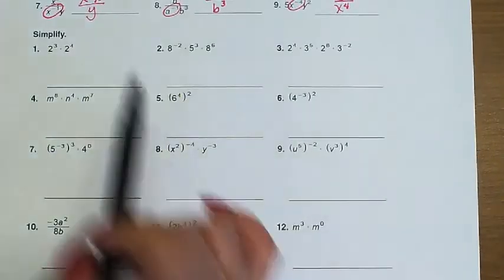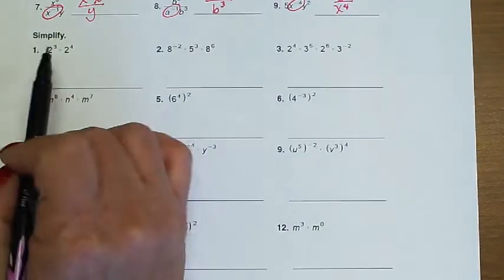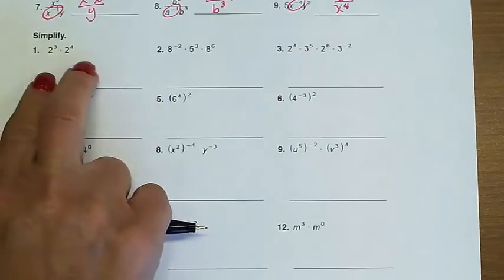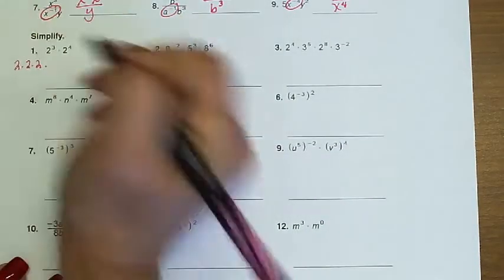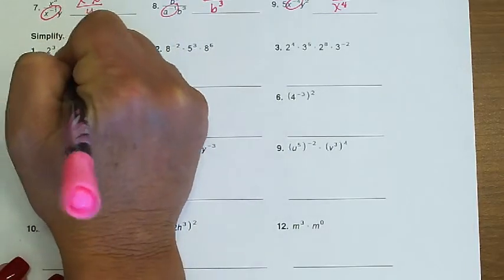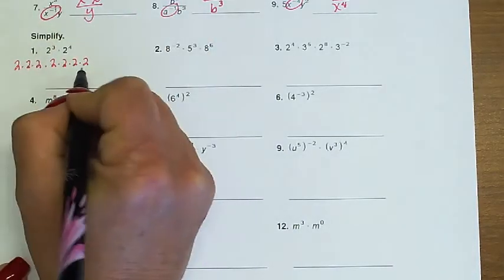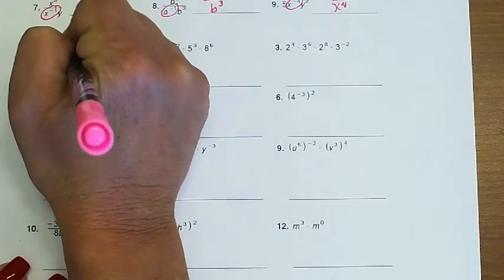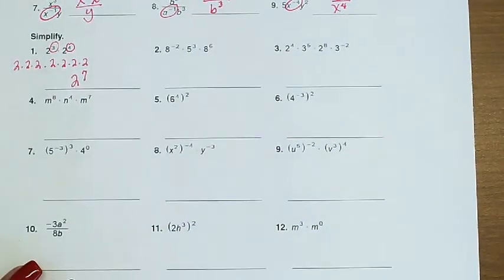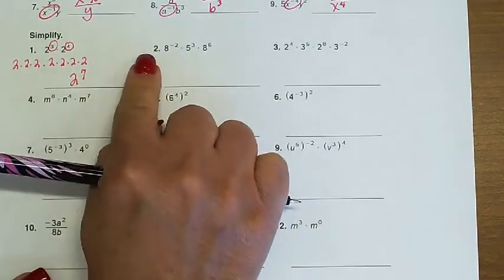Let's look at this portion right here. Number 1, 2 to the third times 2 to the fourth. I have the same bases. So if I think about it, this is 2 times 2 times 2, and then 4 of them over here. So I have a total of 7. So this is 2 to the 7th. Notice that that is the same as adding those exponents.